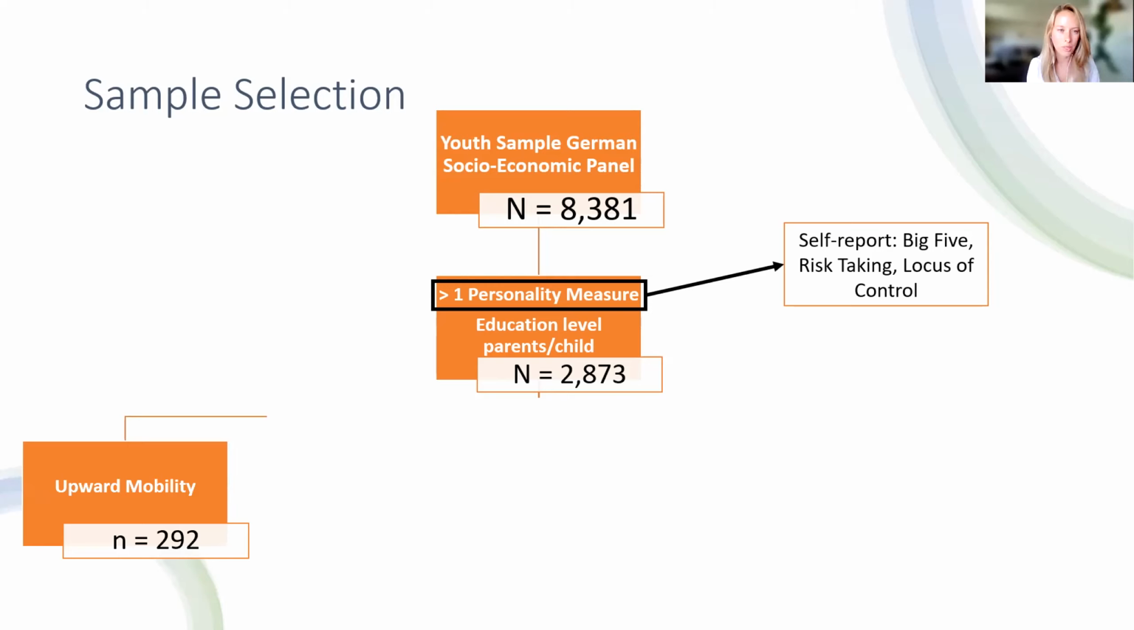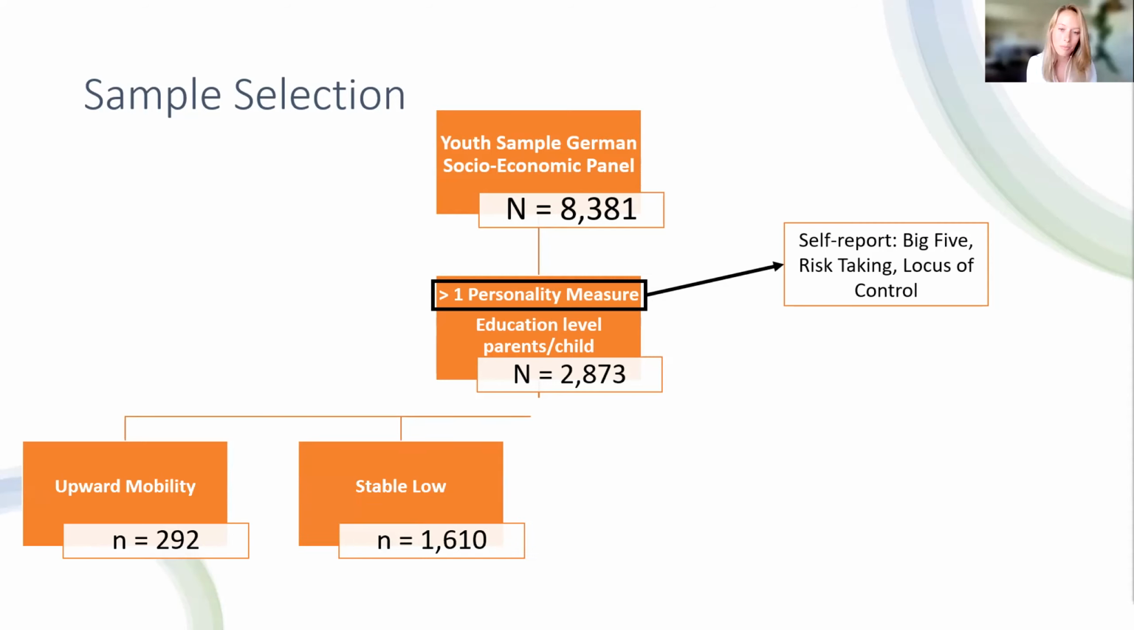So from this sample, we created 4 subsamples. So the first one was the upward mobility sample. This upward mobility sample consists of individuals who entered university between their first and last personality measurements and whose parents did not hold a university degree. So this is the treatment sample in this study. Then we have the stable low sample. This consists of individuals who did not enter university and whose parents did not hold a university degree. So this is the control sample in the study.